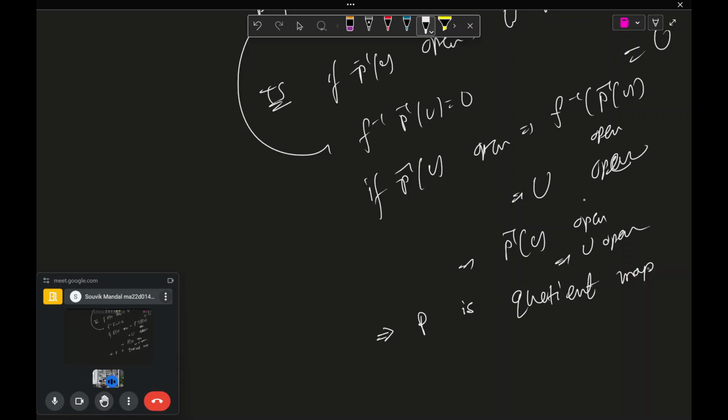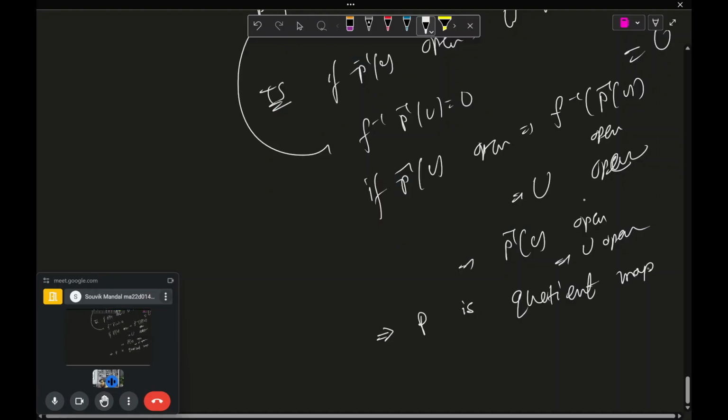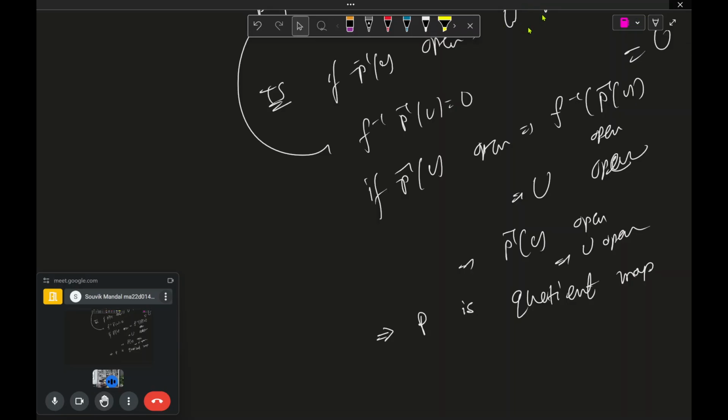So this is one way. What does p composed with f equal to identity mean? If there is a map from Y to X, that is, if it admits a section, then it will be a quotient map. So this is one way to understand a quotient map.